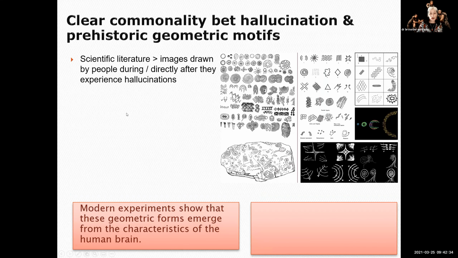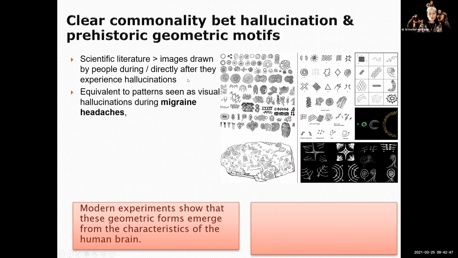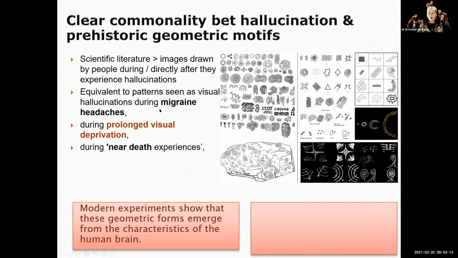So scientific literature now indicates that images that are drawn by people, and it doesn't matter when or where, during or directly after they experience these altered states, have a really recordable inventory. And they are often equivalent to people that have visual challenges during, for instance, migraine headaches, or during prolonged visual deprivation, during so-called near-death experiences. And you know what's going on with near-death, right? You're suffocating, right? Your cells are not oxygenated, so your body is starting to shut things down because you don't have blood, or it's not circulating, or your heart can't beat, or there's a toxin or something else in there that's causing it to not do what it needs to be able to do.